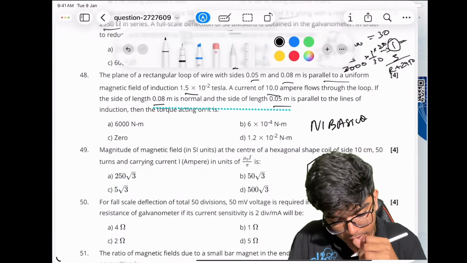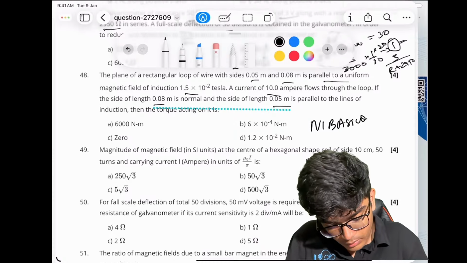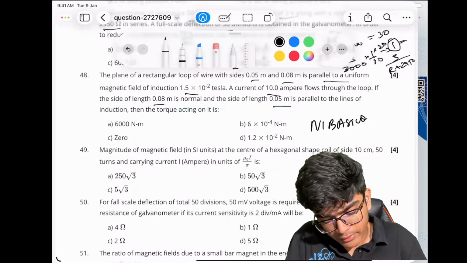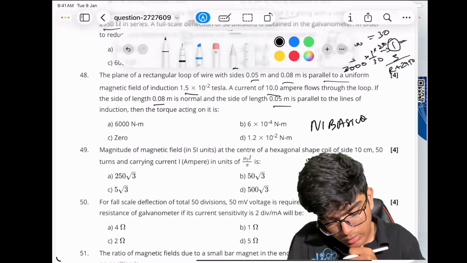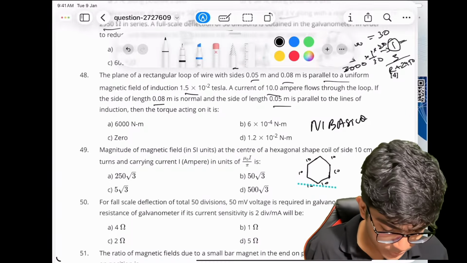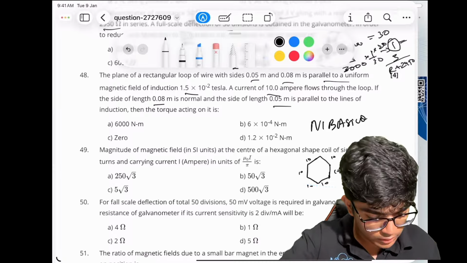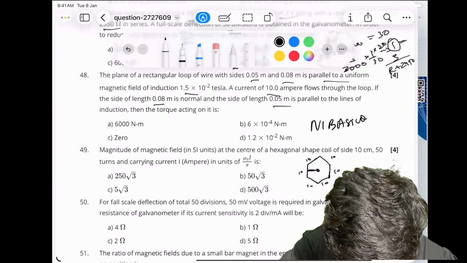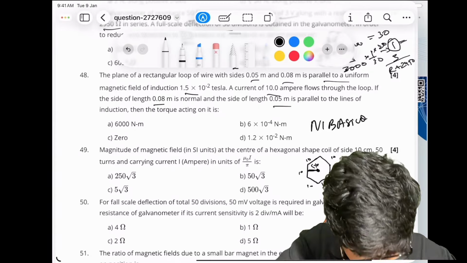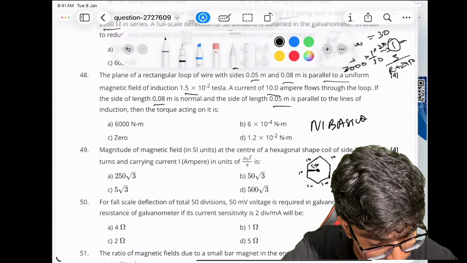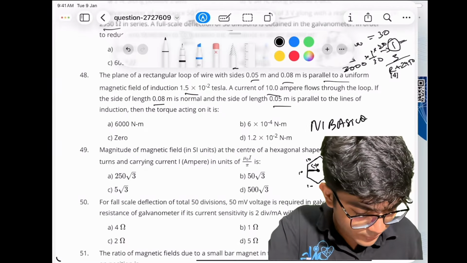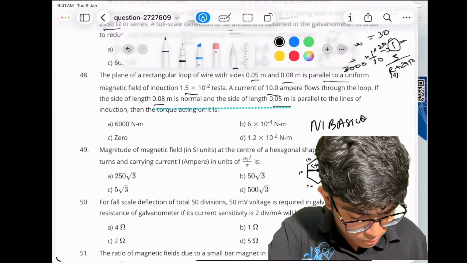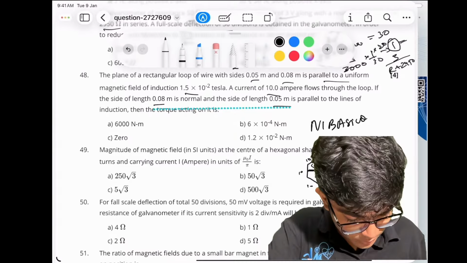Side 10 centimeter. Okay. இதோட மேக்னெட்டிக் ஃபீல்டும் அது சென்டர் கேட்குறாங்களா? சென்டரில் it's equal to mu naught I by 4 pi into this distance, which is nothing but root 3a by 2. Correct? So it will be around mu naught I by 4 pi into root 3 by 2 into a.